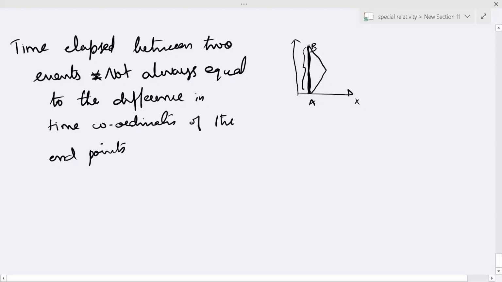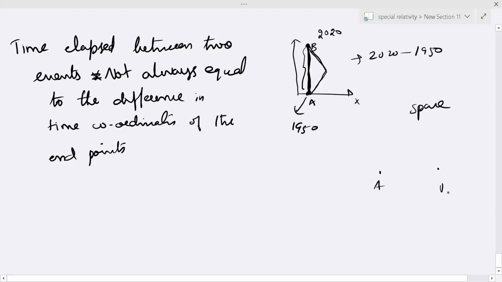This means that if this point corresponds to time 1950 and this corresponds to a point 2020, the time elapsed between these two points in space-time is not always equal to 2020 minus 1950. For one observer it is equal to 2020 minus 1950. That observer is at rest in this frame. For other observers it's different. It depends on the path taken between these two events, and this is similar to what we discussed in space.